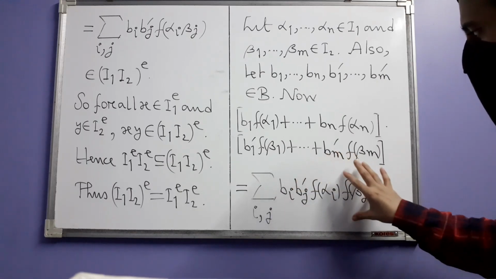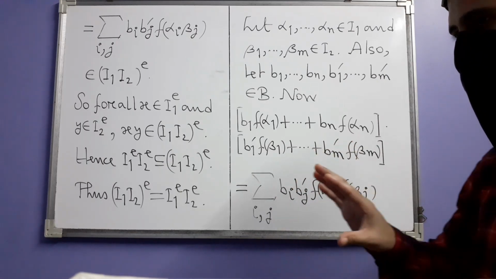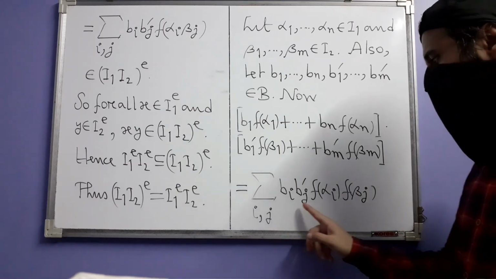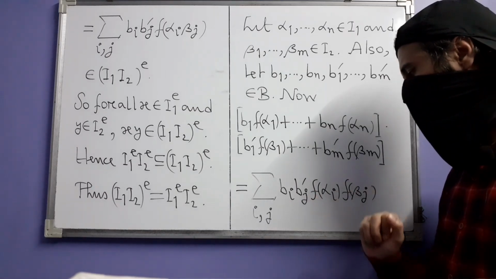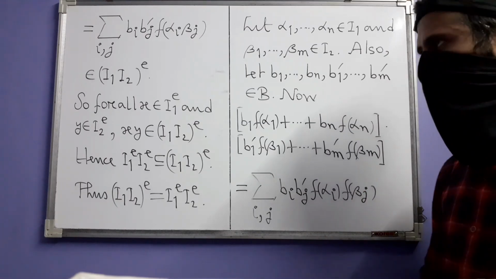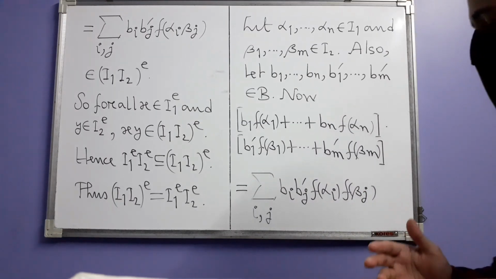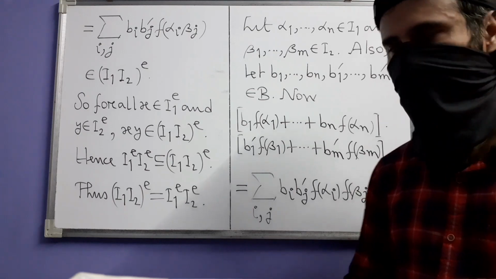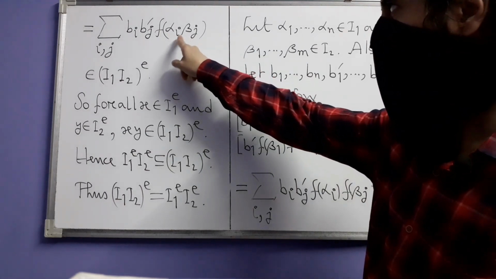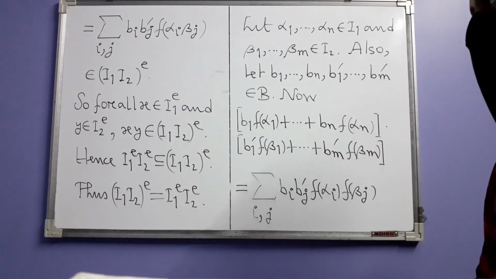Instead we just look at how the individual terms will look. They will be of this form: bi bj prime f of alpha i f of beta j. Now because f is a homomorphism, this product will be equal to f of alpha i times beta j.